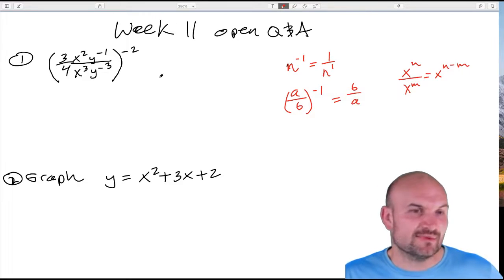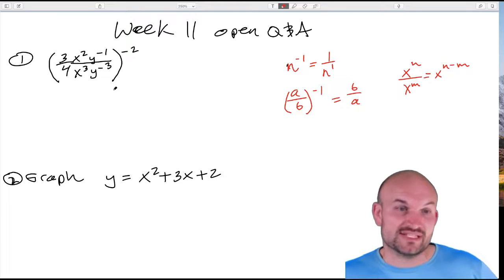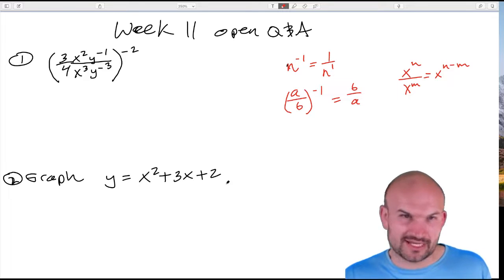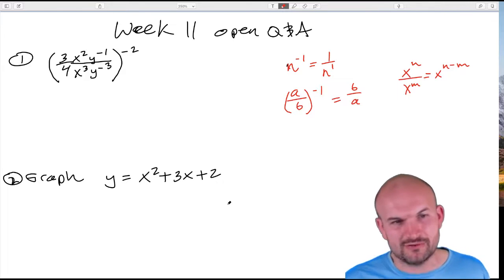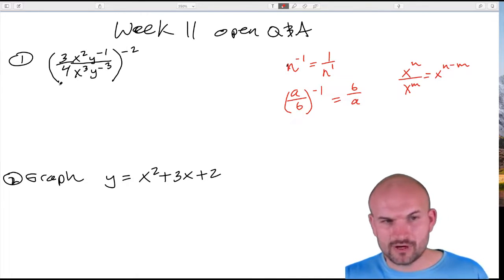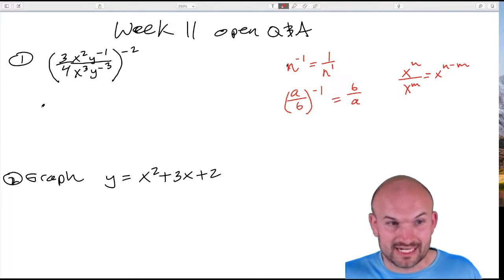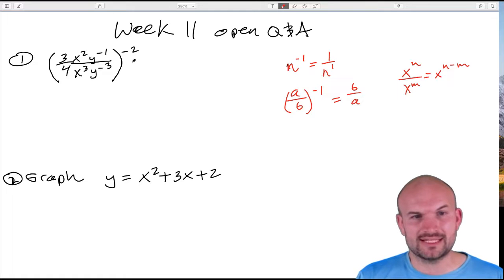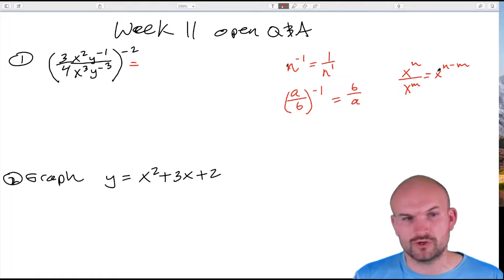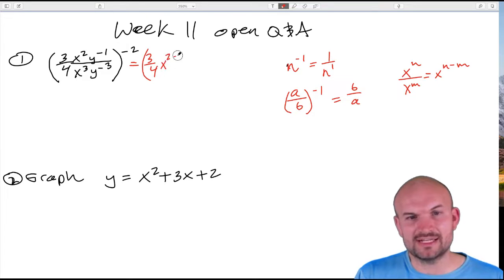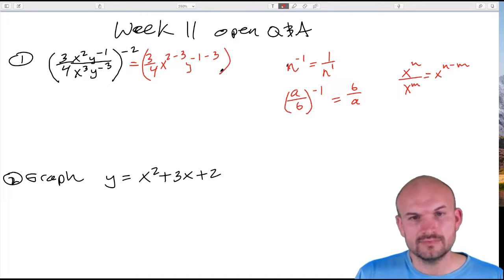We could simplify inside of the parentheses first, and then apply the -2, which is what I'm going to do. I'll work through it the slow way. And obviously, the more problems you do, you might find some shortcuts that make it easier. Now, 3 over 4, I cannot simplify any further, so I'm just going to leave that as is. But I'm going to write these using my quotient rule. So I'll have 3/4, and then x to the 2 minus 3, and then y to the -1 minus 3. And that's raised to the -2nd.